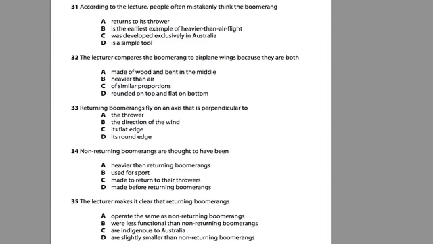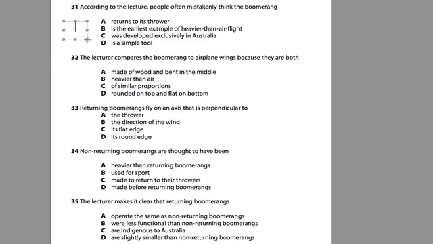Okay, so the questions. Now there's a lot of text to work through as you're listening, but they're pretty straightforward. 31, according to the lecture, people often mistakenly think the boomerang returns to its thrower, is the earliest example of heavier-than-air flight, was developed exclusively in Australia, is a simple tool, and was developed exclusively in Australia. He says something about, I bet you thought that it is native to Australia. So this is the mistake he's talking about. The answer there would be C.